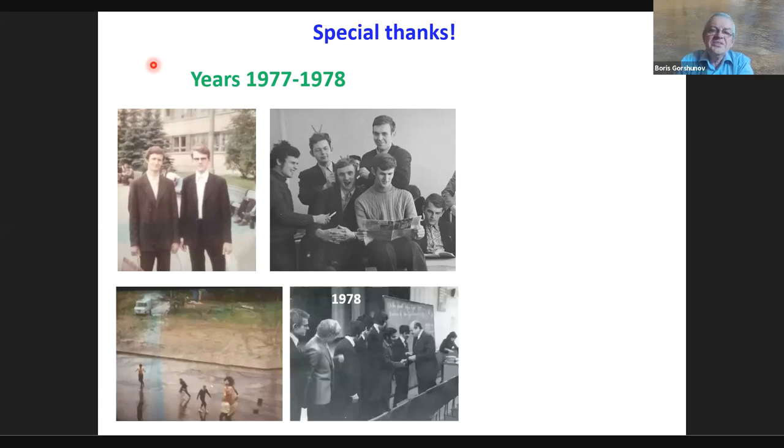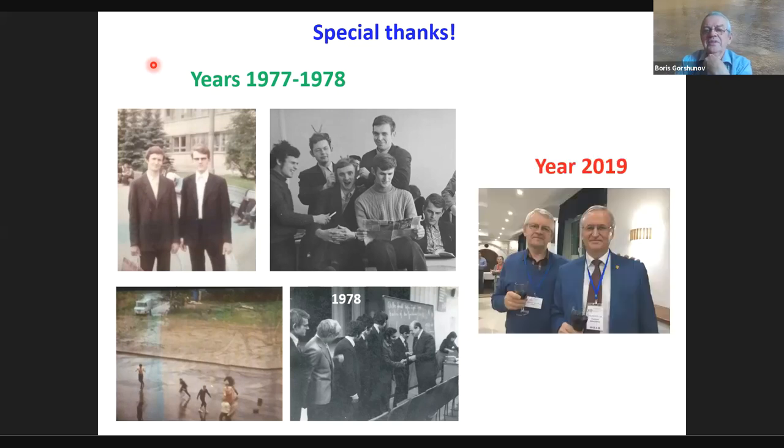Finally, in 1978, we got our diploma that were given to us by academician, Nobel Prize winner, Professor Academician Basov, Nikolai Basov. So that's a very short historical excursion. And thanks God that now we are still in business together with my old friend, Ion Tigignano. Thank you for this invitation to this conference and for the possibility to give this plenary talk.